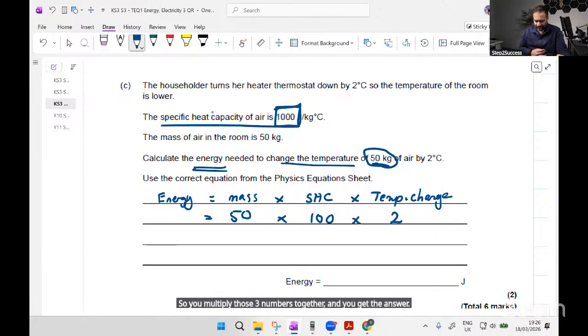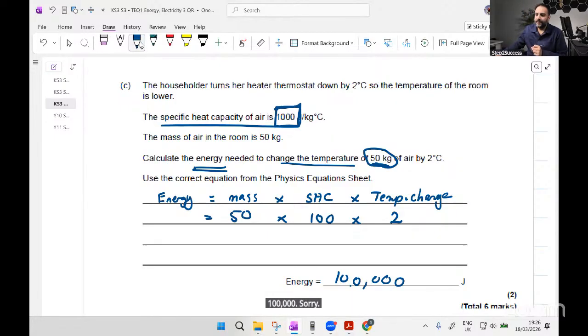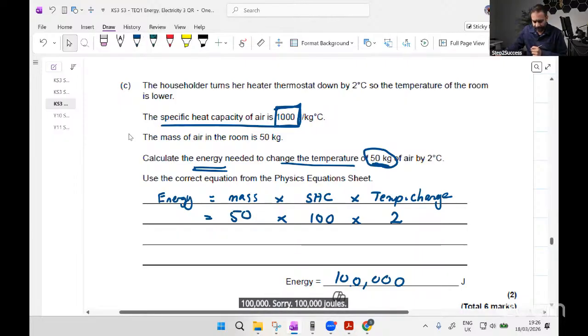We do this in our head? 10,000, is it? 100 times 100, yes. No, 100,000. 100,000, sorry. 100,000 joules. Okay, and that's that.